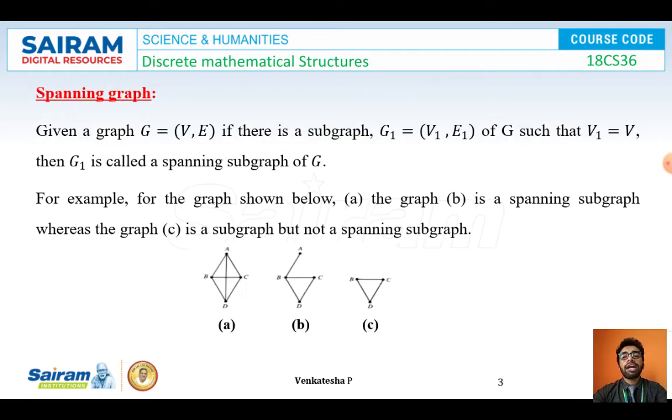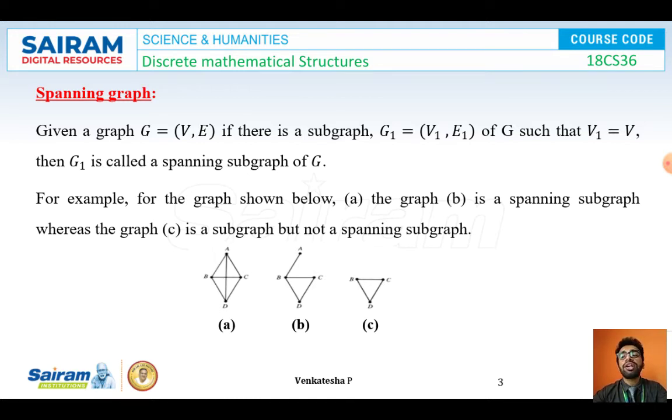Next is the spanning subgraph. To define it, I'll be taking two graphs again, G and G1. G has a pair of vertices V and edges E, and G1 has the vertices V1 and the edges E1. Now we can say that G1 is a subgraph of G also. To say that G1 is a spanning subgraph of G, we have to satisfy one condition. The number of vertices in the graph G1 must be equal to the number of vertices in the graph G also.